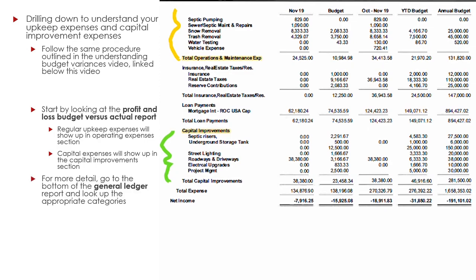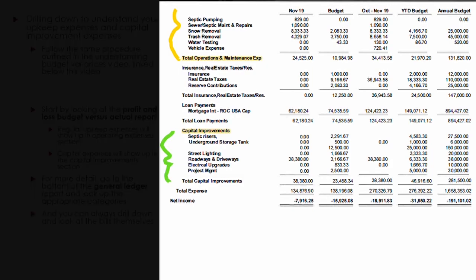For more detail on any of these upkeep items or capital improvements, go to the back of the general ledger report and look within the category you want to know more about, and you'll find expenses listed by individual bills. That will help you find the bills you want to drill down to investigate further, and those bills are located in the back of your financial packet.